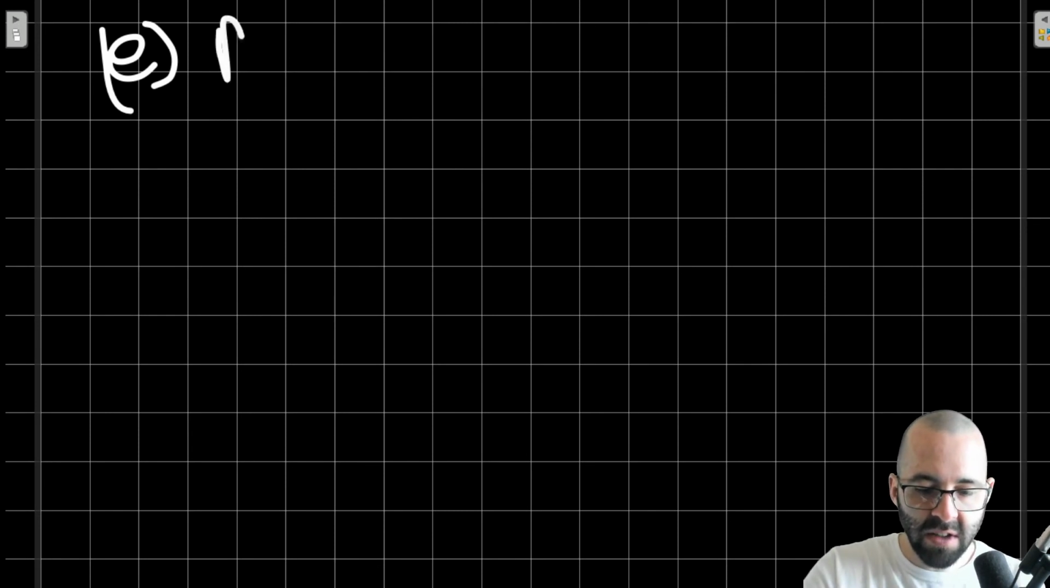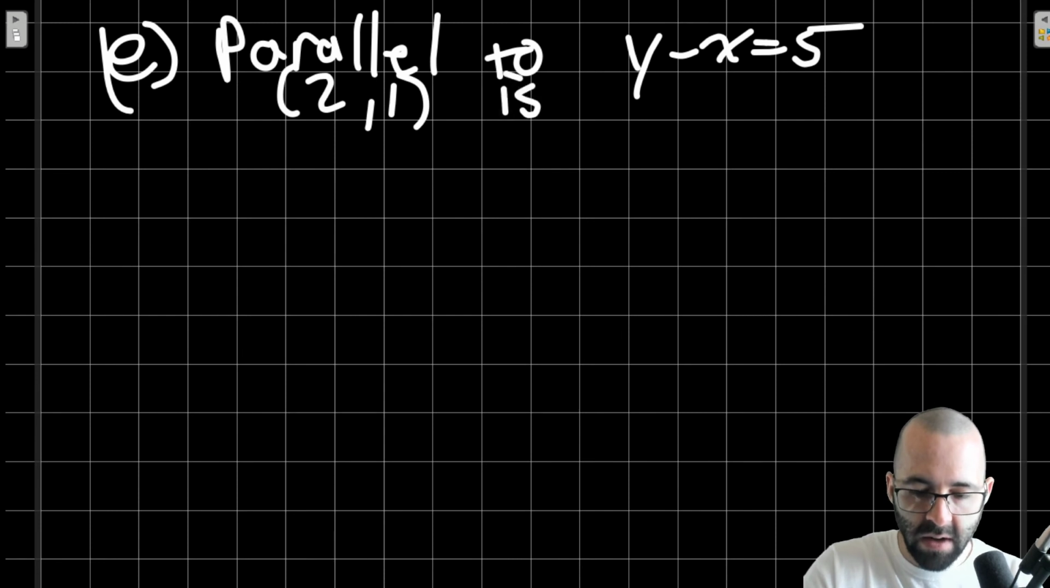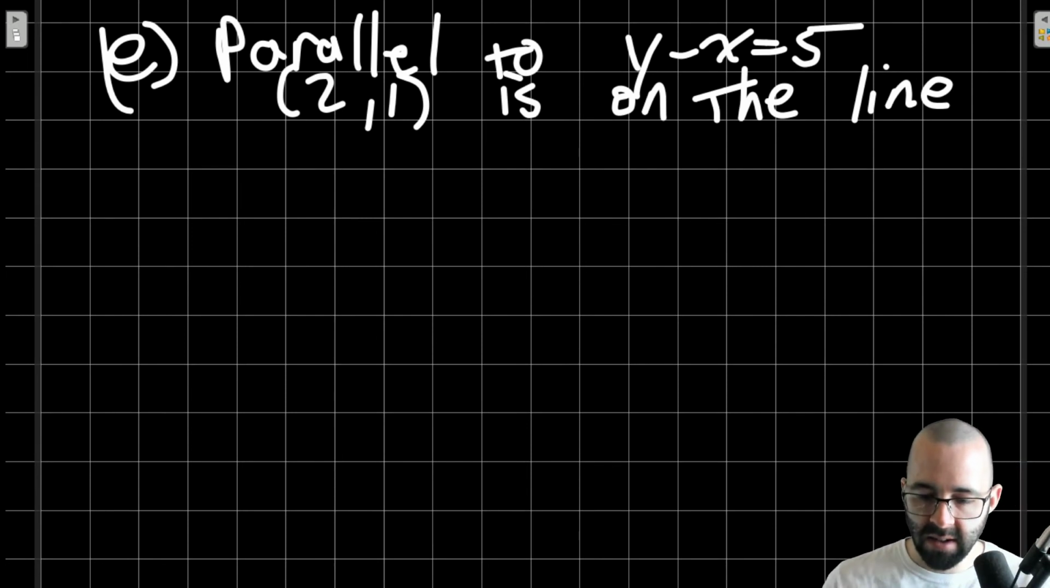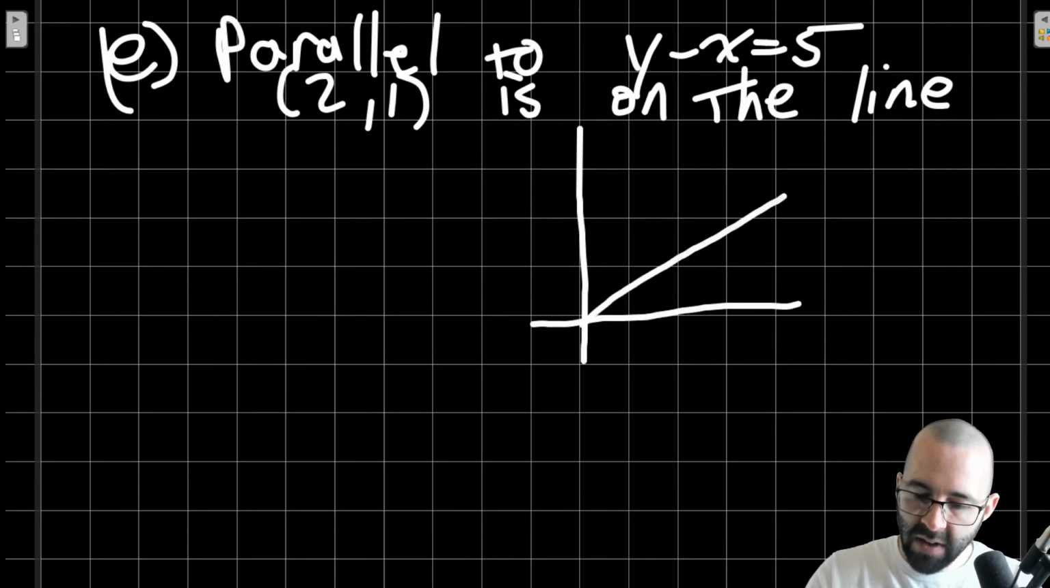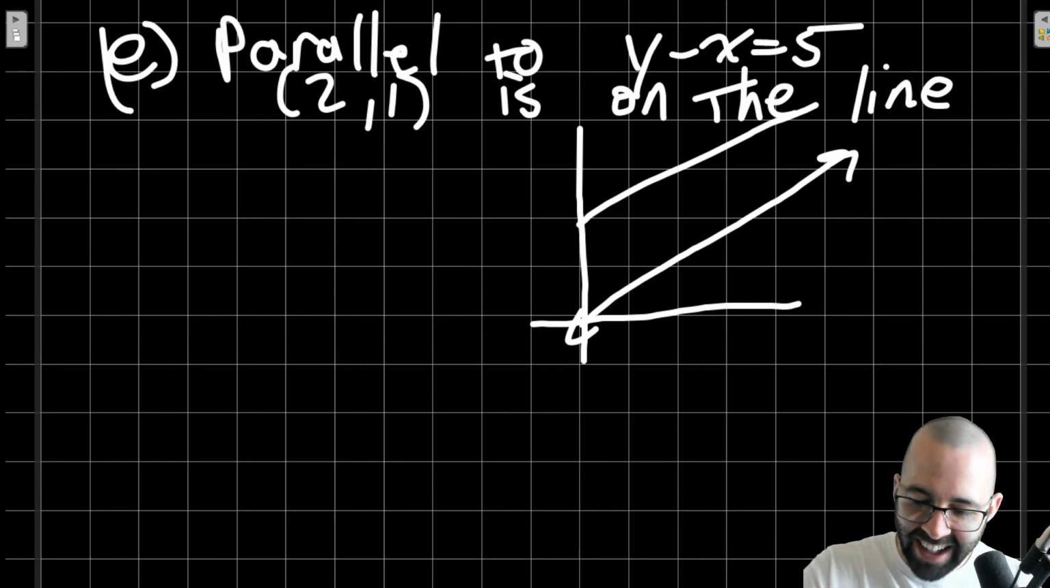Let's find the equation of a line that is parallel to the line y minus x is equal to 5 and passes through the point (2, 1). We haven't talked about what parallel and perpendicular mean yet on lines, right? But we know kind of intuitively what it looks like for two lines to be parallel, right? These lines are mostly parallel. They're supposed to be parallel.